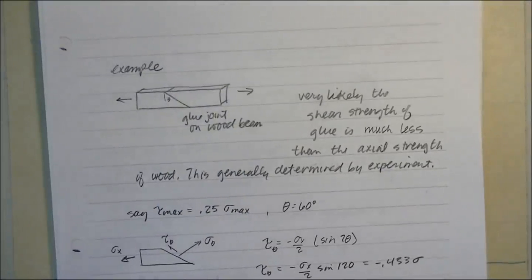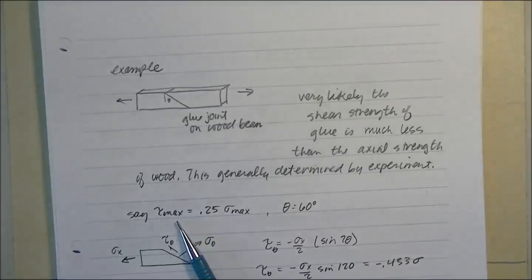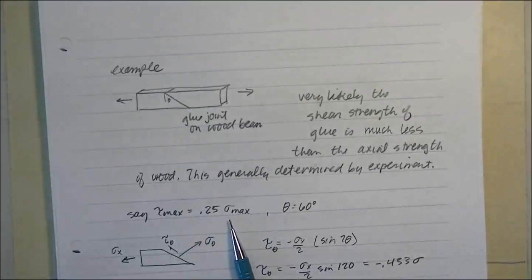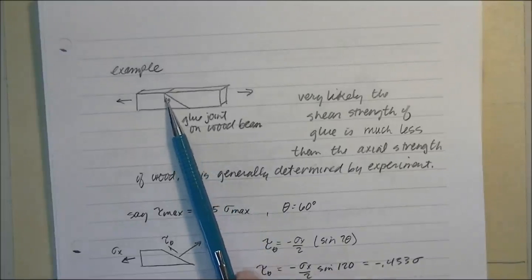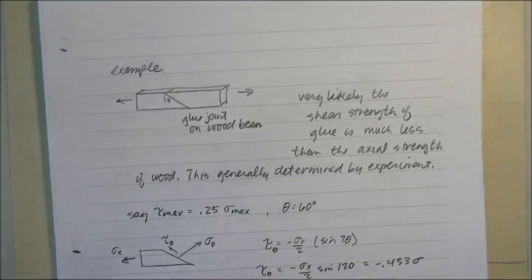And so here is an example. Say we have a glue joint on a wood beam, and we suggest that by experiment we've discovered that the shear stress is only a quarter of the maximum normal stress, and we're going to glue this thing at 60 degrees, and that angle right there is 60.